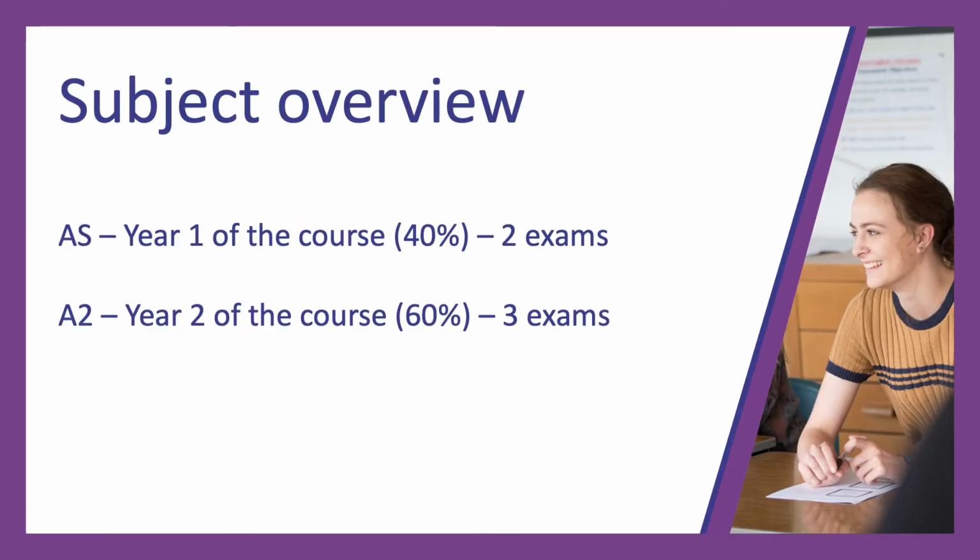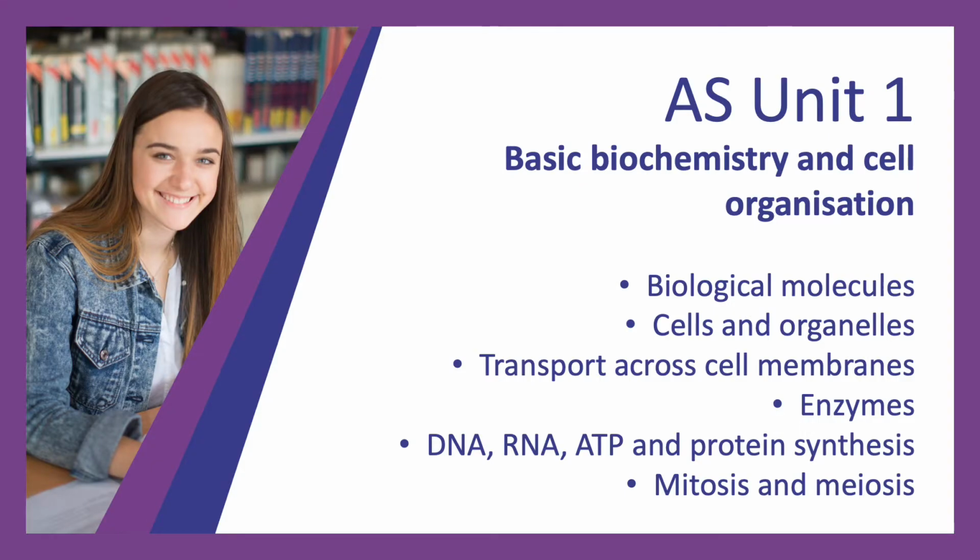Like all A-Levels in college, A-Level Biology is a 2-year course. The first year is called the AS, that's 40% of the total qualification and has 2 exams. And then the second year is the A2, that has 3 exams and that makes up the remaining 60% of the qualification.